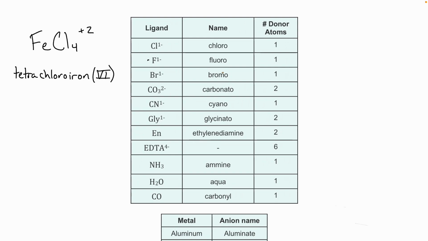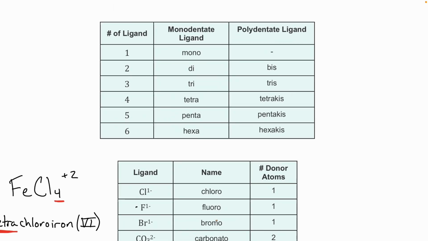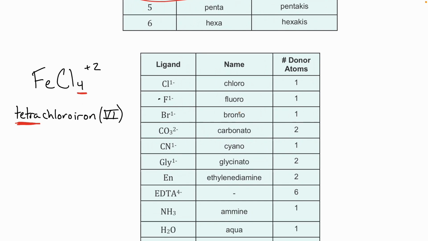All right, so let's pick this name apart. Where do we think the tetra comes from? This is how many chlorines I have, right? So if we look at this chart here, we see that tetra corresponds to 4 ligands, since I have 4 chlorines. So this is just the number of chlorines.